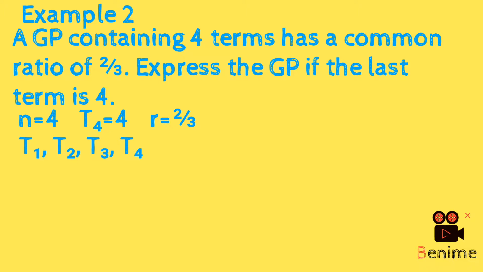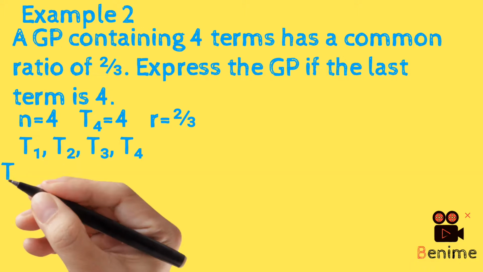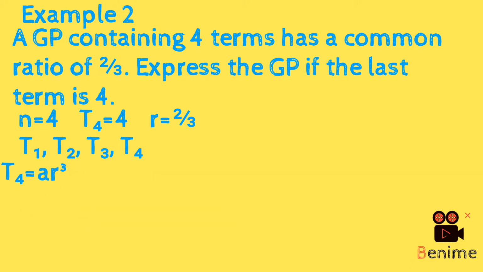So we are going to start with the information we have. That is T4 is equal to 4. That's what we have. T4 equal to 4. And your formula for T4 is AR raised to the power of 3. That is, you're reducing the 4 by 1 to get 3. And you don't know your A, which is your first term, but you know your R, which is 2 over 3. And you know your T4 itself to be 4. So T4 is equal to AR raised to the power of 3. So we know T4, we know R, we don't know A.